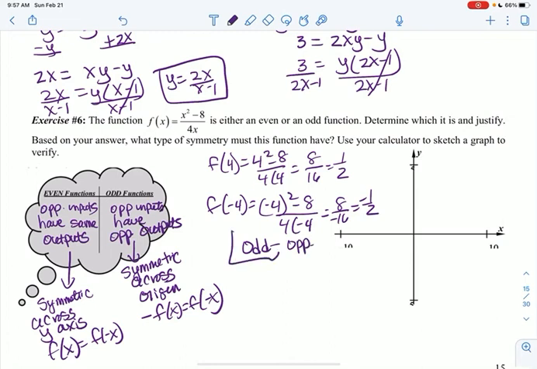Opposite outputs give opposite inputs. Let me erase that. Opposite inputs give opposite outputs. Now this should have symmetry across the origin.